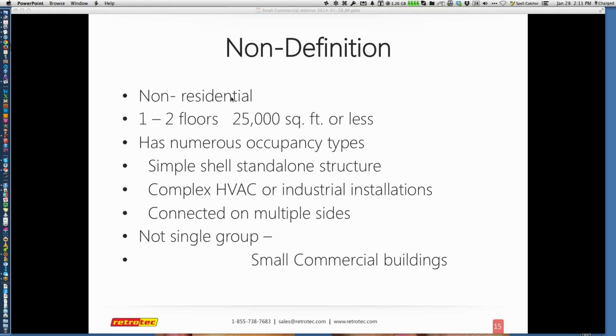Many are a simple shell or a standalone structure. And many, although standalone, may have complex HVAC or industrial installations that are specific to what they do or what their business model is. And sometimes they are connected on multiple sides, like a strip mall or strip plaza, or maybe they only maintain the downstairs while somebody else has the upstairs. So it is not a single or easy group to define as the small commercial buildings that we're trying to talk about today. Most of you, I'm sure, can imagine what they are. Most of us are in these kinds of complexes almost every week. Many of us are in one right now.